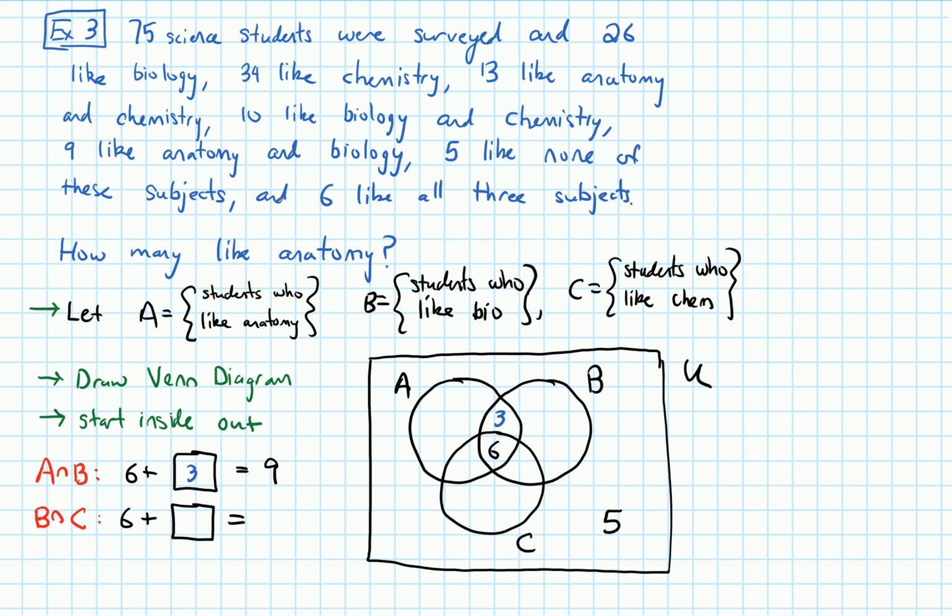And there are 10 students who like both bio and chem, so this should add up to 10. And I can see that the number that works there is 4. 6 plus 4 equals 10. So the 4 is going to go here, that missing part of the intersection of B and C.